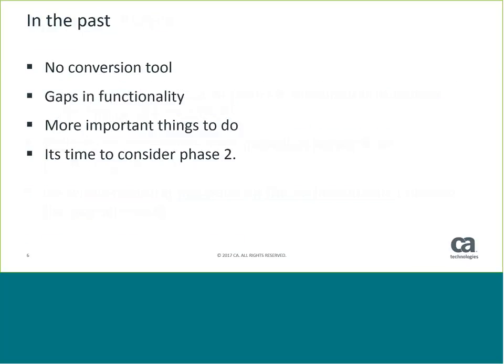So in the past, there was no conversion tool. When we first brought out the 11.3 of AutoSys and the 11.3 agents, we didn't have a conversion utility for you to move from the adapter to the plugin. There were some gaps in functionality between the two. People were using the adapters in a certain way that didn't lend itself in moving to the plugins. Probably the most common one I've come across in dealing with customers looking to make this transition is they had more important things to do.